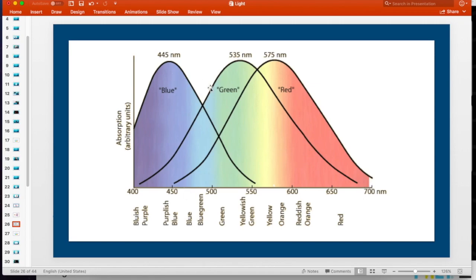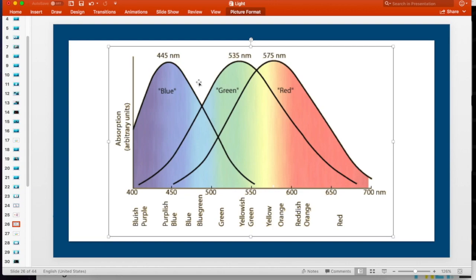Now, there are some parts where we have lower light capacity. For example, here in the blue-green region, we kind of have a little gap right there. We can still see some, but not a lot gets absorbed. So we have these little gaps, but basically we see everything from blue to red. And it's due to the three types of cone cells that we have: blue, green, and red.